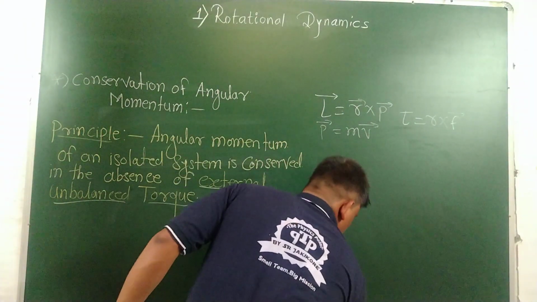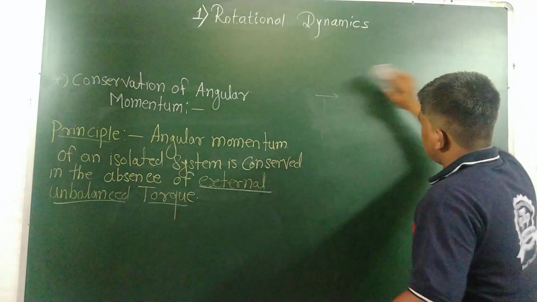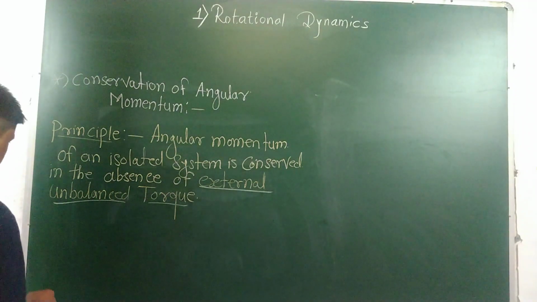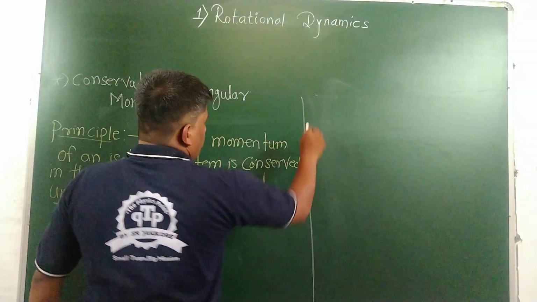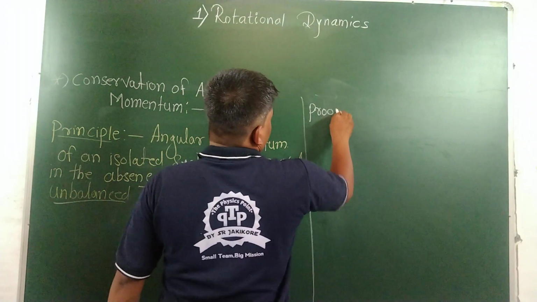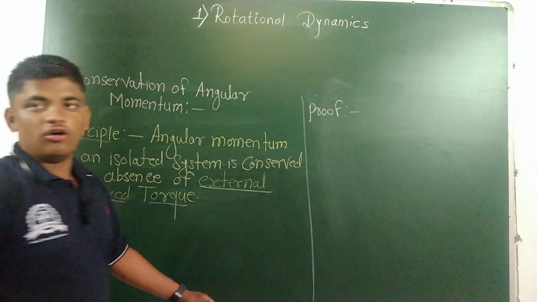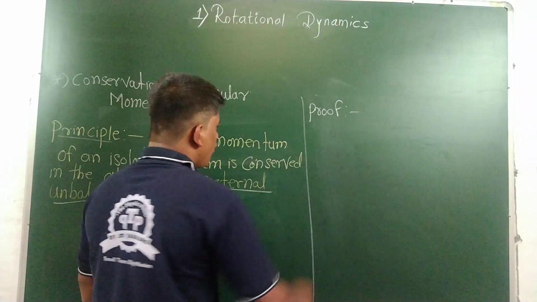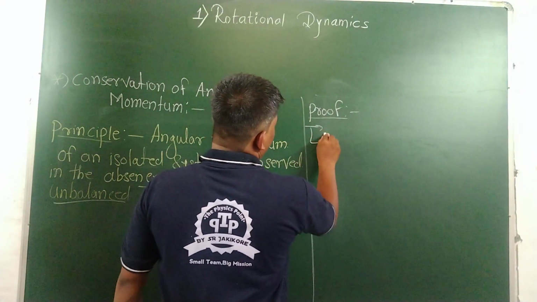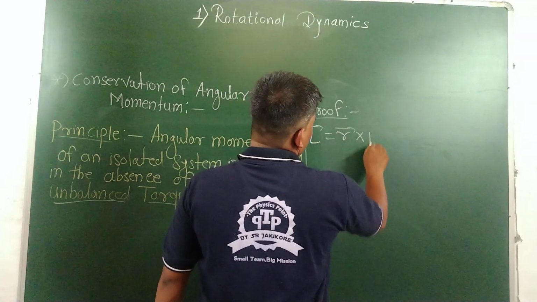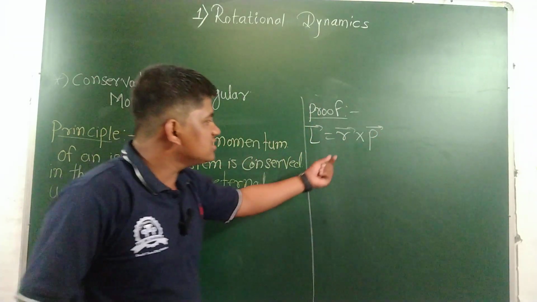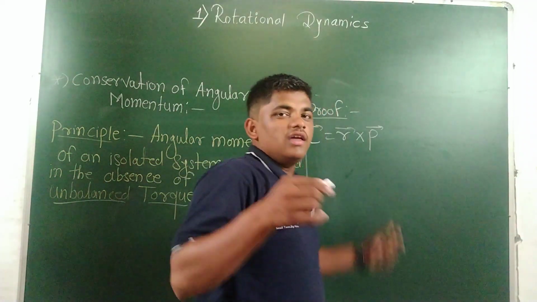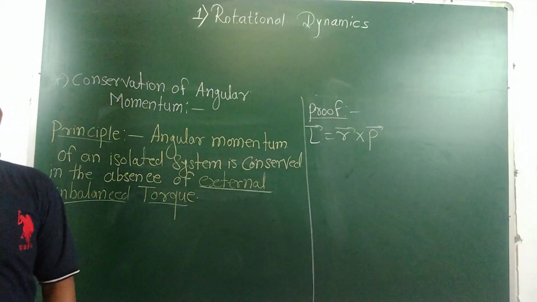Okay, this is about the principle, and let's discuss the proof of this law, the conservation of angular momentum. We start the proof from here. We know the angular momentum, which I wrote here as angular momentum or moment of linear momentum: L bar is equal to r bar into p bar, where r bar is the position vector from the axis of rotation and p bar is the linear momentum.